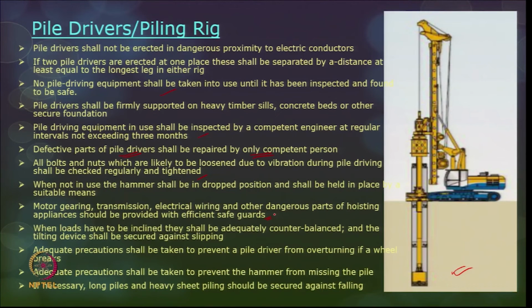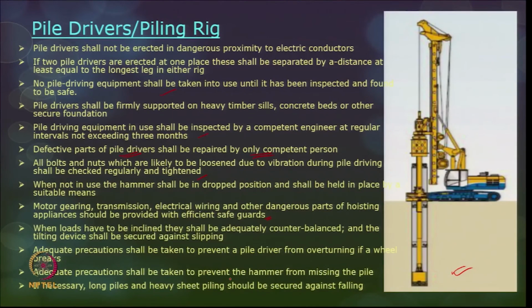When loads have to be inclined, they shall be adequately counterbalanced, so that tipping of the piling equipment does not happen. Adequate precautions should be taken to prevent a pile driver from overturning, maybe even when a wheel breaks, or in unstable soil conditions, or it can be a wrong positioning of the pile. So, there can be a tipping over hazard, and that has to be taken care of. And adequate precautions shall be taken to prevent the hammer from missing the pile.